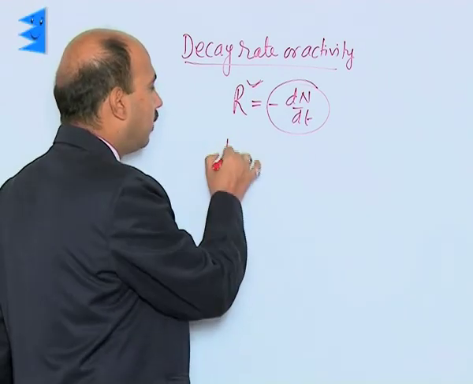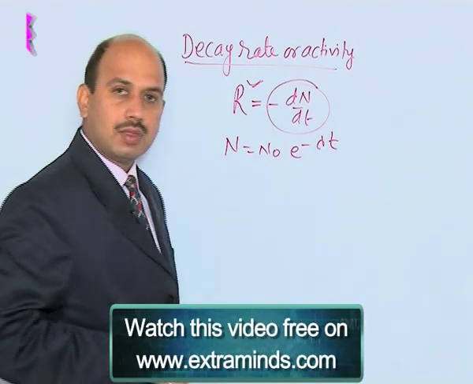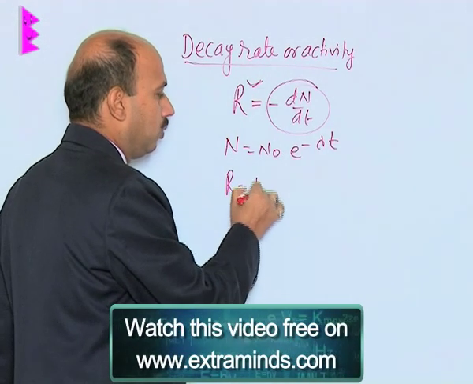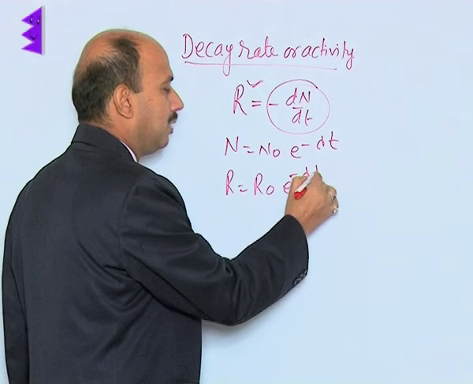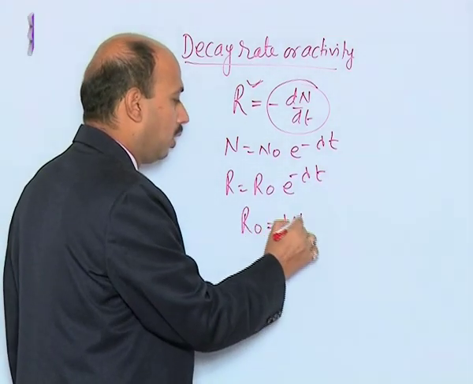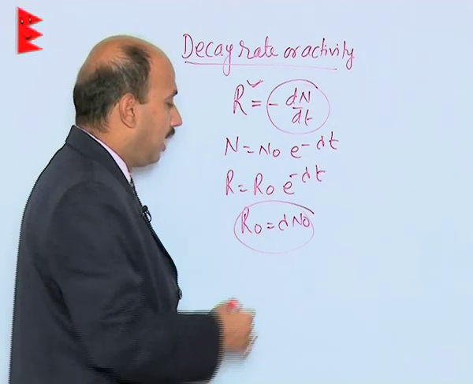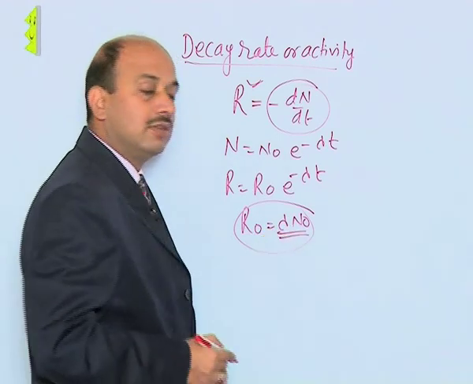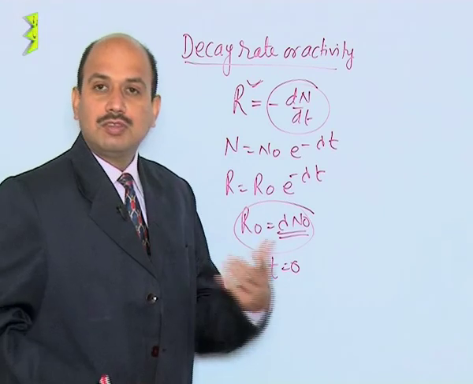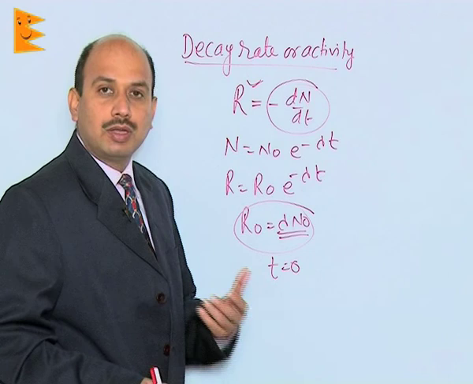So we have got this value N is equal to N naught e raised to power minus lambda t. If we differentiate it, we will be getting R is equal to R naught e raised to power minus lambda t. Here R naught can be taken as lambda N naught. Actually when we differentiate it with the time, we can get all these, and this R naught is lambda N naught. This is the decay rate at time t is equal to 0. So this is about the decay rate. So we can calculate decay rate and we will be getting questions based on decay rate.